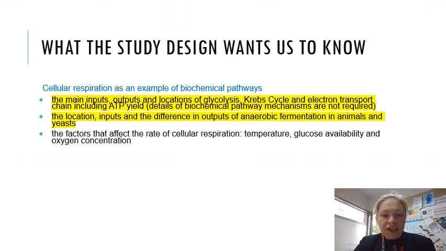So first of all, let's take a look at what our study design wants us to know. Today we're going to focus on the main inputs, outputs and locations of glycolysis, Krebs cycle and electron transport chain. We also are going to look at the ATP yield of each of those different stages. We'll look at the location, inputs, and difference in the outputs of anaerobic fermentation in animals and yeast.